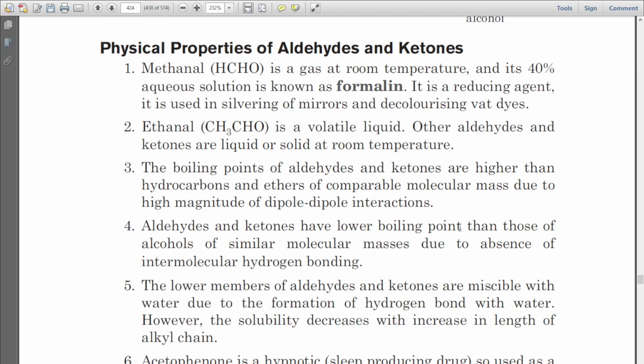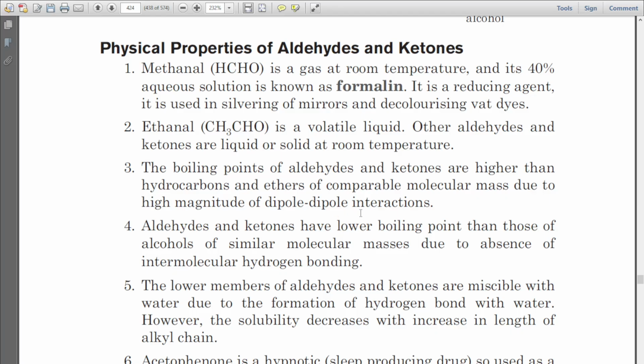Now here are some physical properties of aldehydes and ketones. Methanal, HCHO, is a gas at room temperature, and its 40% solution is known as formalin. It is a reducing agent and used in silvering of mirrors. Ethanal is a volatile liquid. Other aldehydes and ketones are liquid or solid at room temperature.